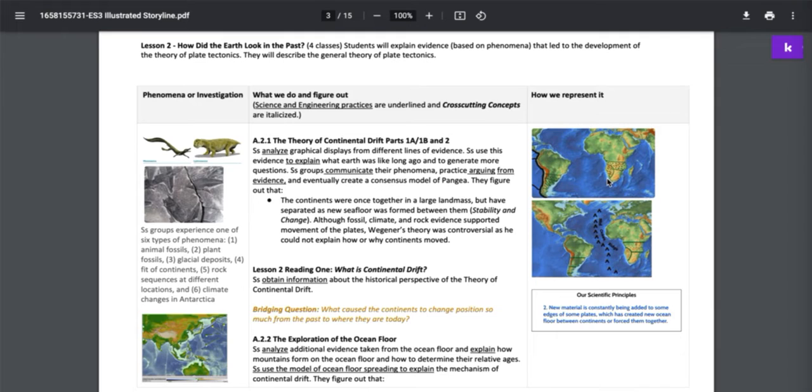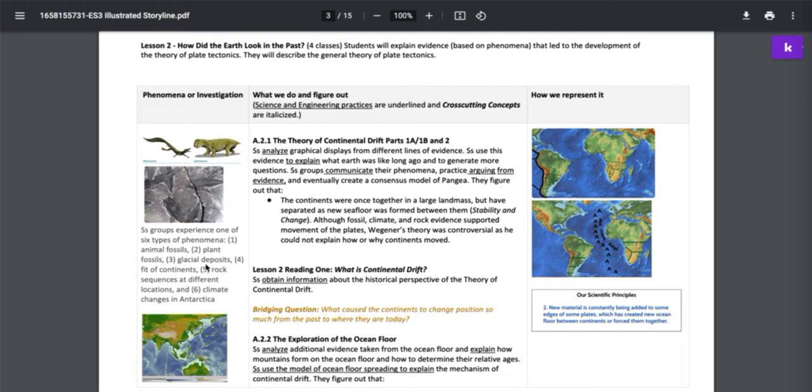I mean, don't they? Come on. And so, but then we talk about how would that even work? How could you get these things to move together? And is there any other evidence that shows that these two continents were once together? And so they do this little jigsaw activity.